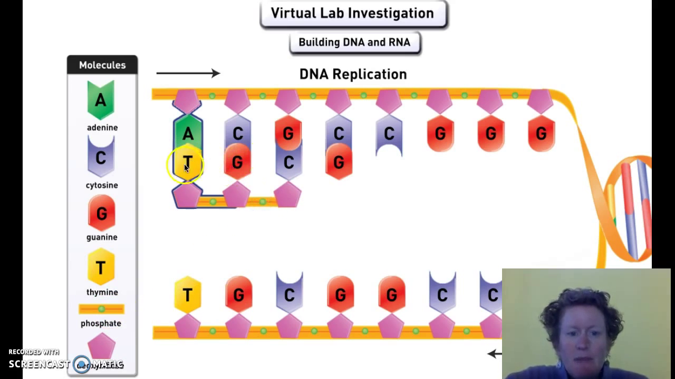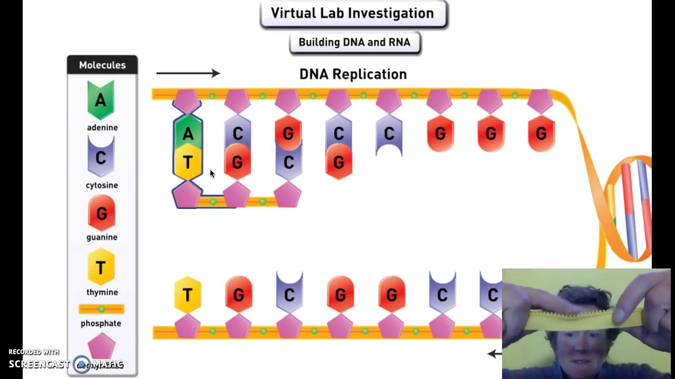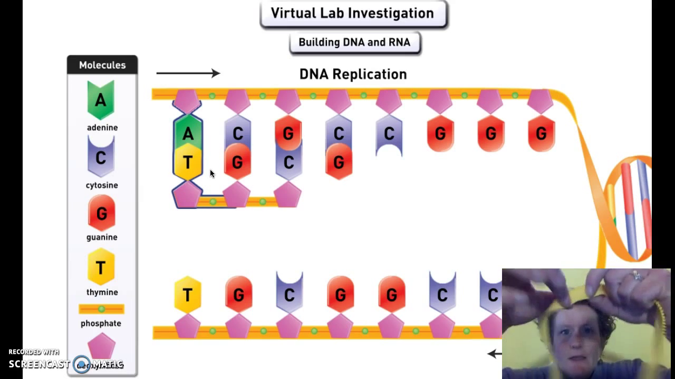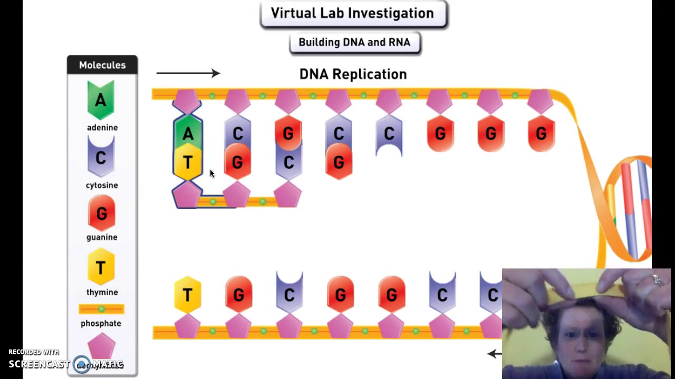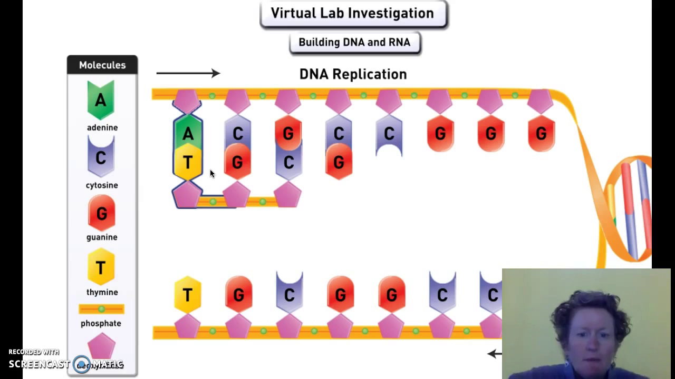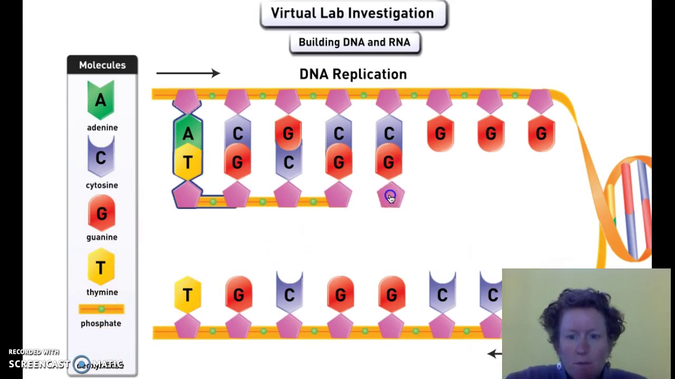You can think of the bases as the teeth of the zipper. You can see the base is here, and this is the sugar phosphate backbone, that purple and yellow thing that we're making. So hopefully you get the idea. You put a sugar phosphate backbone in place and you make these complementary base pairs. I could keep going, but I think you probably get the idea.